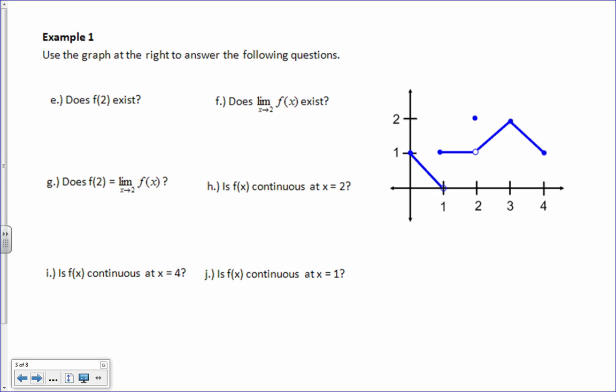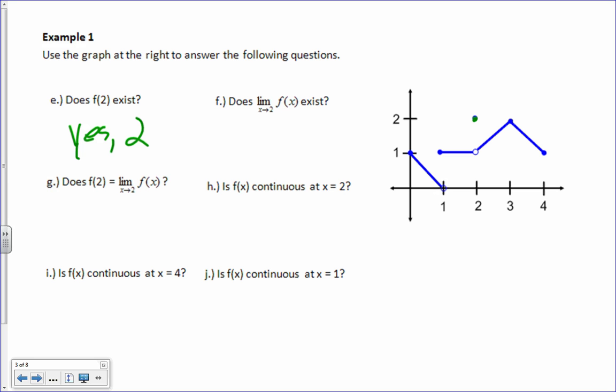Okay, so let's use that graph again. How about f of 2? Does f of 2 exist? Yes, what is it? Yeah, it's 2, right? 2 comma 2 is right up there, right? So it is 2. So yes, and it's 2, right? Now this is an interior point, agreed? Right? So does the limit as x approaches 2 exist?